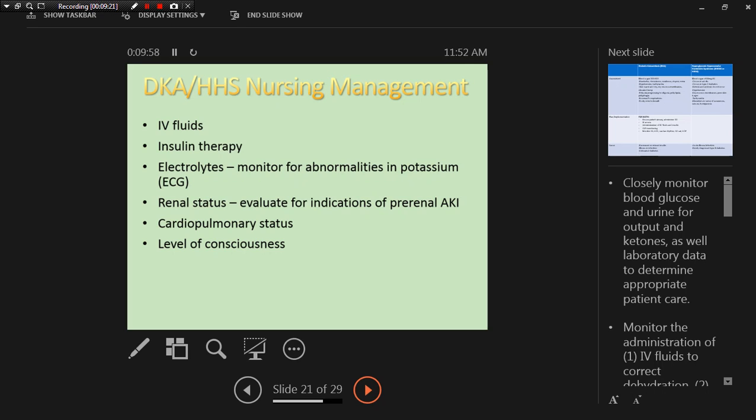If it's a high potassium, what are we looking at? Slow heart rate, widening QRS, lengthening PR interval. If it's a low potassium, PVCs, ventricular arrhythmias, atrial arrhythmias like AFib, A-flutter.